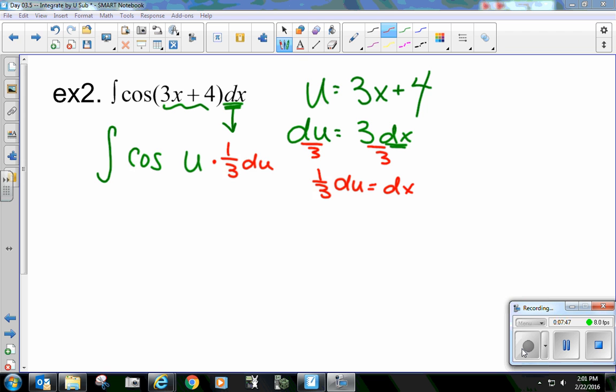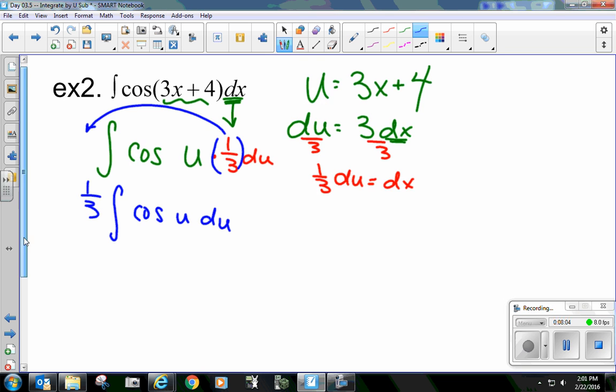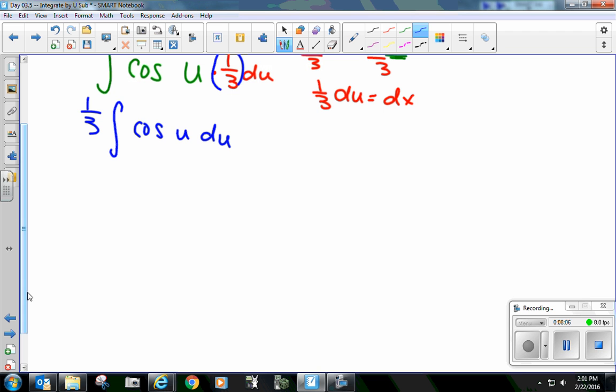And what can I do with constants, just like I can with derivatives? Put them out front and wait till the end. So this 1/3, I'm literally putting out front: 1/3 of the integration of cosine of u du. You just told me that the integration of the cosine of u was sine. So this is 1/3 times the sine of u. Right? Well, what was u? 3x plus 4. U was 3x plus 4, wasn't it?